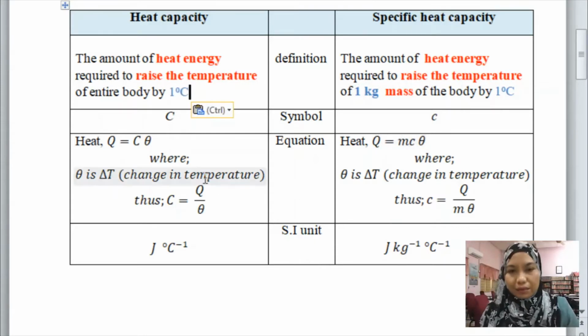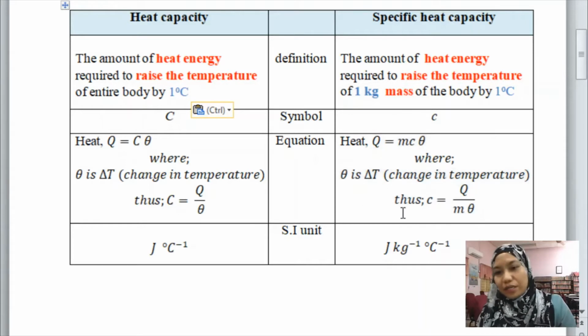Next, how do we define the specific heat capacity? We refer to the equation of specific heat capacity. We rearrange it, and specific heat capacity equals Q over m theta. So we define specific heat capacity as the heat energy required to raise the temperature of 1 kilogram mass of the body by 1 degree Celsius.